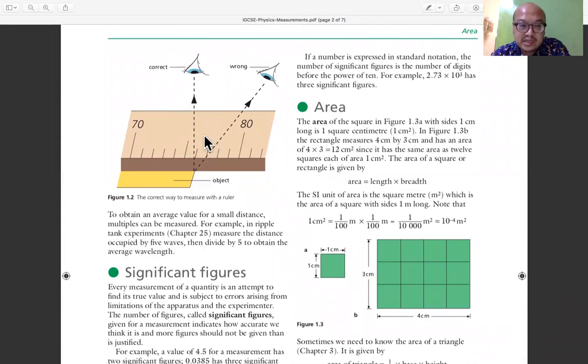This is when we see the object and measure the object. Our eyes must be parallel, at the right angle, perpendicular, not at some angle, because a different eye position gives a different measurement. So the correct reading is this is 75 and this is 76. When our eyes are here, at the side, the reading is 77. It's not correct, it's wrong. The correct one is this one, with the eye perpendicular to the mark.